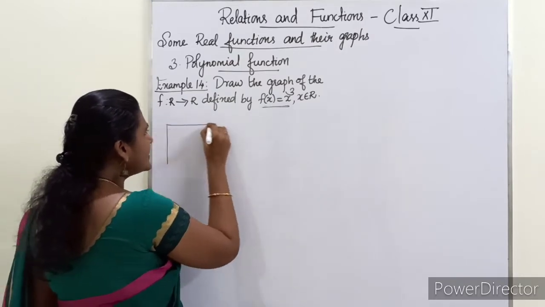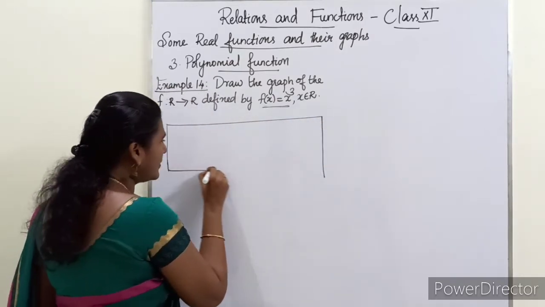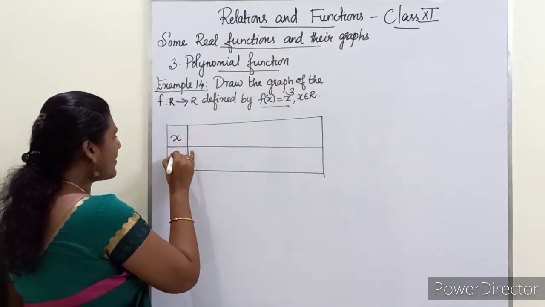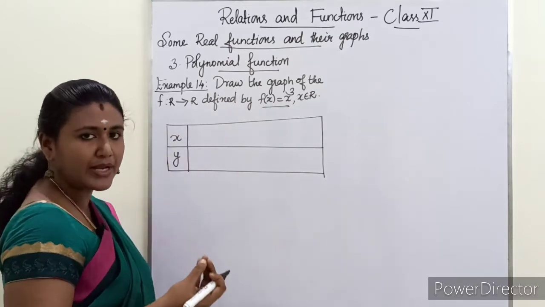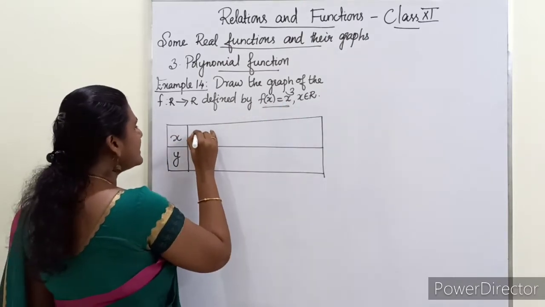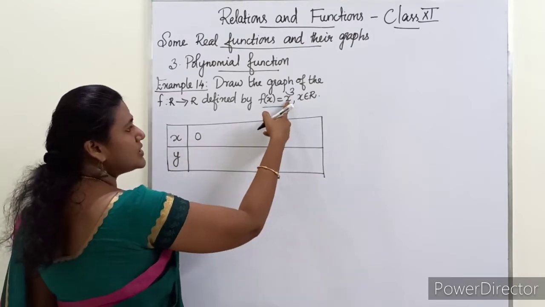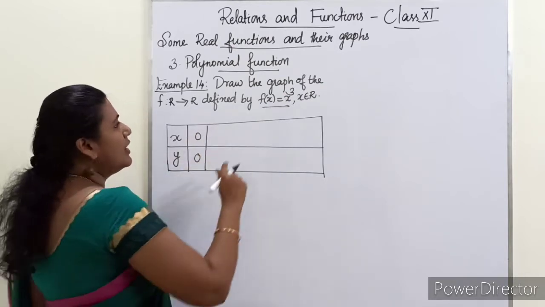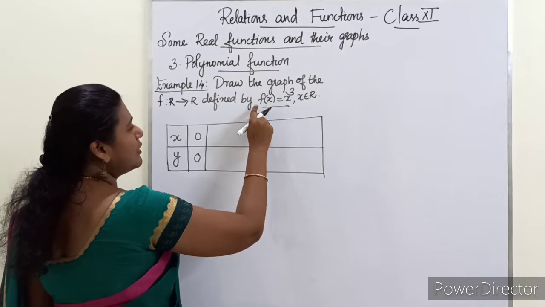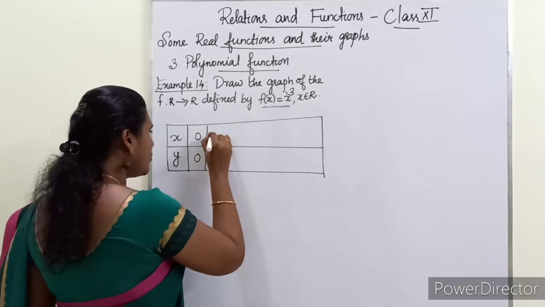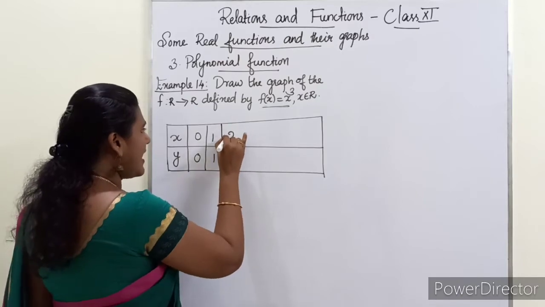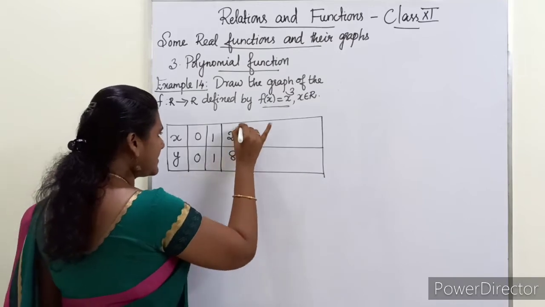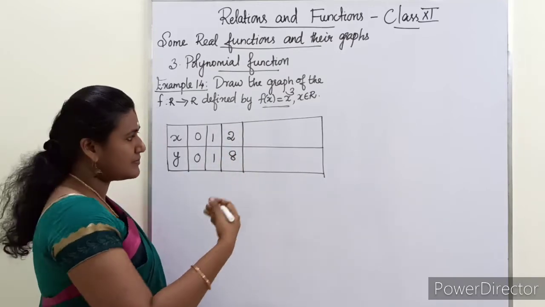For drawing the graph of this function, we need a few points to plot in the x-axis and y-axis. So we are going to assume a few values of x and find the value of y. First we will start with 0. If x is equal to 0, substituting 0 cube, y also you will get 0 only. If x is equal to 1, then y is equal to 1 cube, which is 1. If x is equal to 2, y is equal to 2 cube, which is 8.